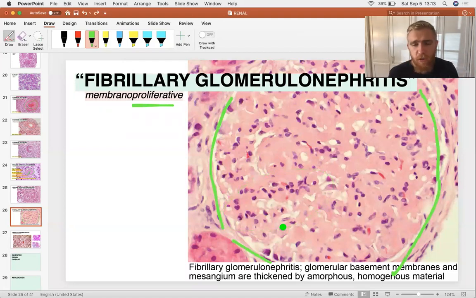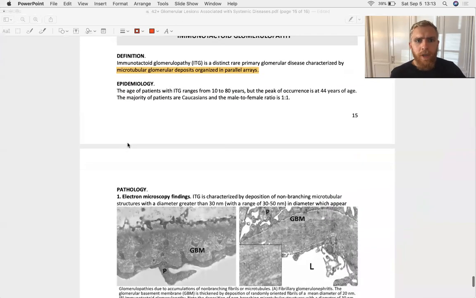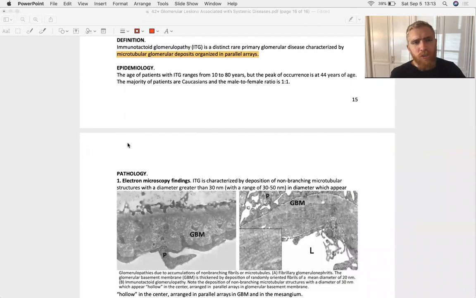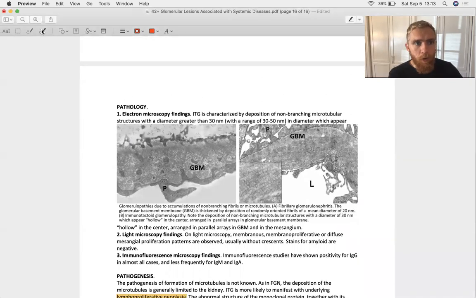I dare venture to say that you've got greater than 100 nuclei per glomerulus here. So even though you can't see the fibrils with electron microscopy, you can at least on light microscopy say, this is a membranoproliferative glomerulonephritis. And so then if they give you the characteristic electron microscopy finding too, you can make the diagnosis of fibrillary GN. Let's talk about immunotactoid glomerulopathy. There is nothing special about this other than that you also see microtubules on electron microscopy, and they've got a particular parallel array.